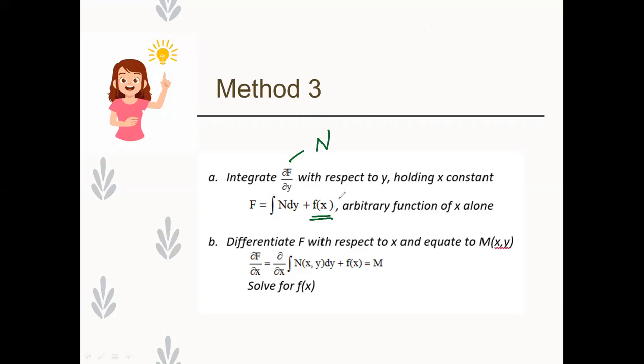The second procedure will tell you how to find the f of x. So how do you find f of x? Your answer here in the first procedure, you partially differentiate with respect to x and you equate it with M. In method 2, you equate with respect to N, then solve for f of x. Okay, now I think it will be clearer if I go to the specific example.